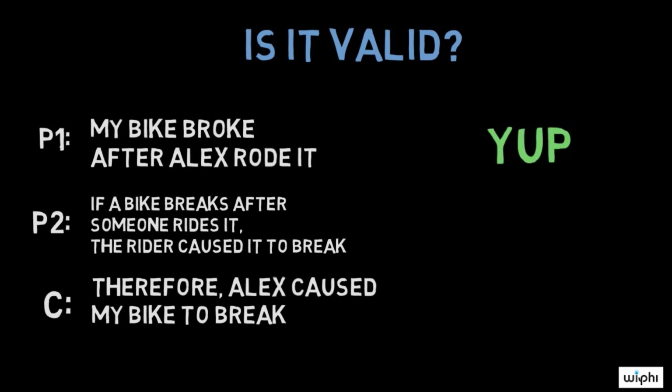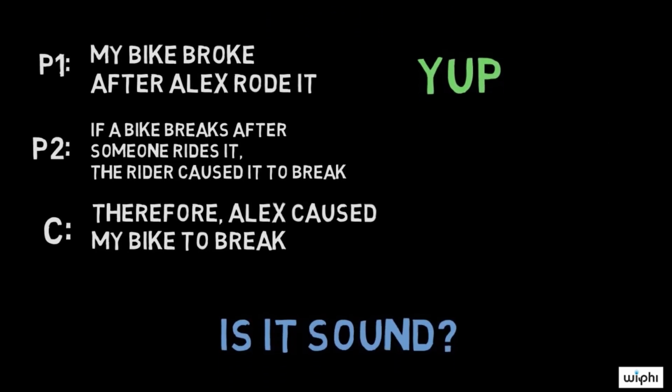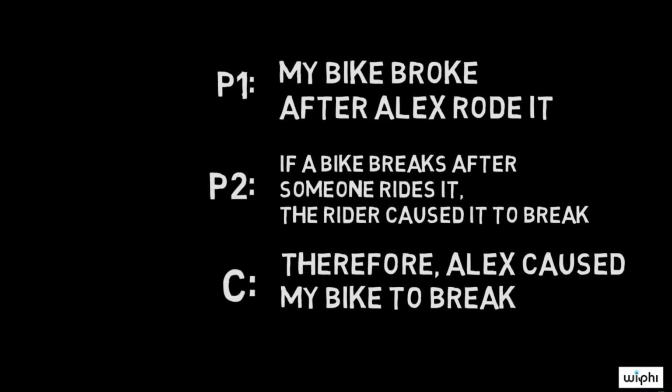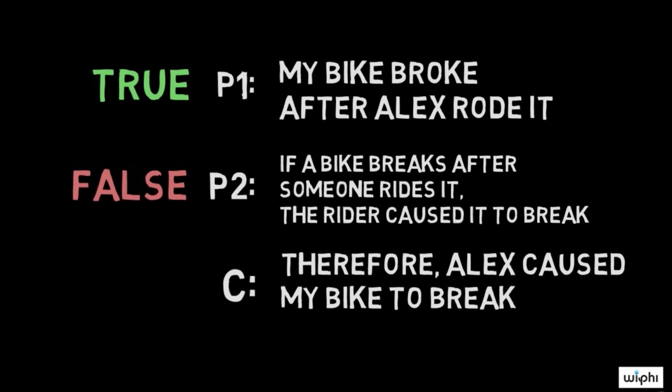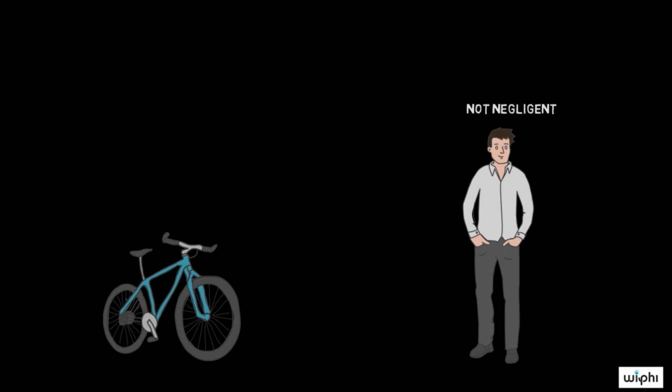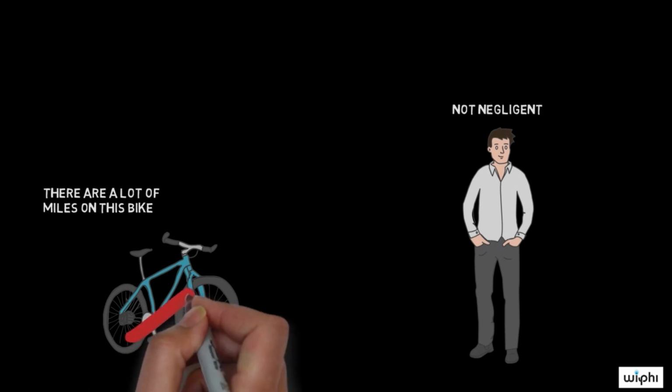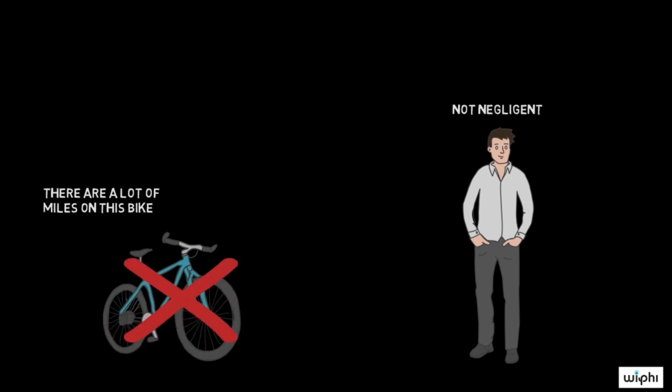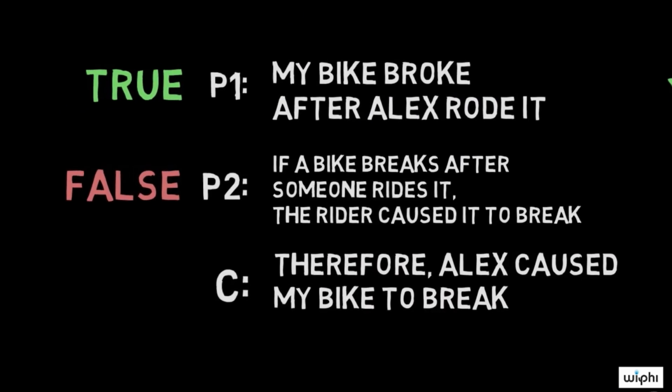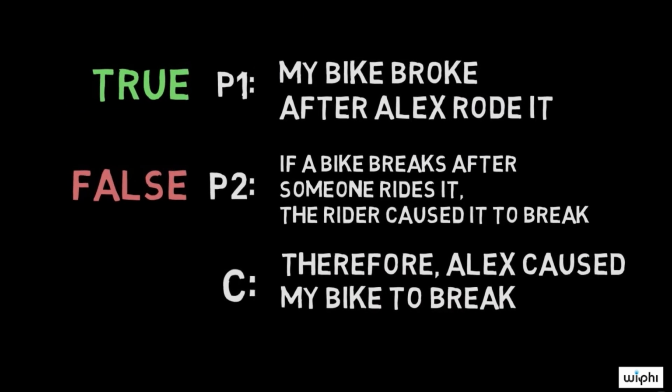Is this argument valid? Yes. But wait, is it sound? Let's check. Is premise 1 true? Yes. Is premise 2 true? No. Plenty of bikes break without the rider causing it. So suppose Alex didn't act negligently at all. Like I said earlier, the bike could have been worn out, so no one acted negligently. It's just natural wear and tear of the bike, and the natural wear and tear caused the bike to break, not Alex. Here, premise 2 is false.